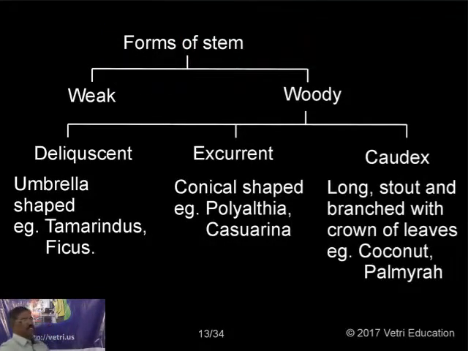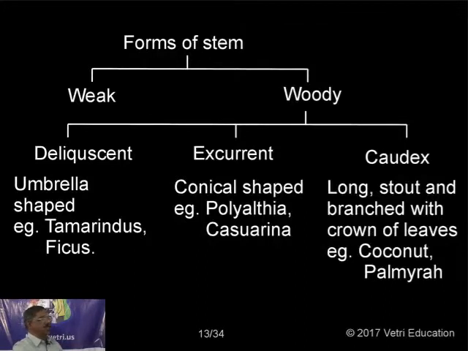So we finished the weak stemmed plants. Now you will see the woody stemmed plants. These woody stemmed plants are divided into 3 types based on the appearance from a long distance. Some plants are called deliquescent, looking like an umbrella-shaped structure. Example, you can find Tamarindus. If you see our mango tree or Ficus tree from a long distance, it looks like an umbrella shape.